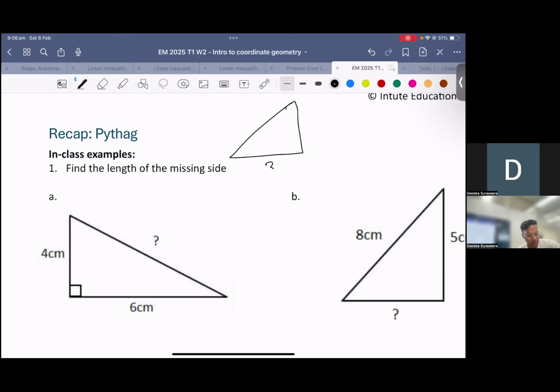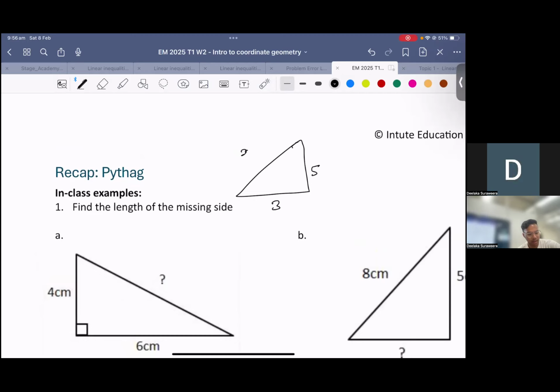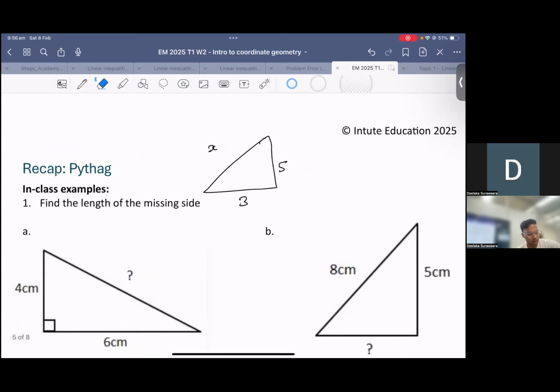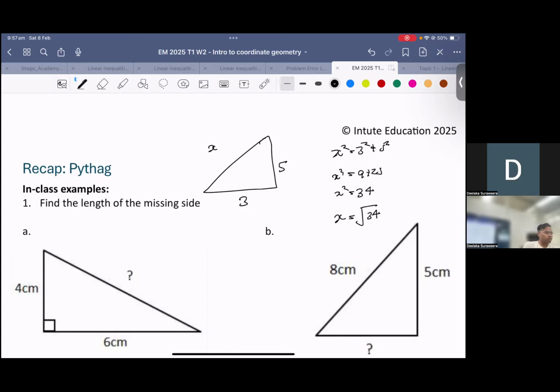It's a bit different. Let's say this is 3 and 5. You want to find the missing side, right? You say x squared is 3 squared plus 5 squared, then 9 plus 25. x squared is 34. Before, we had 25, and 25 is a perfect square, so you know x is 5. But with x squared is 34, is there a nice number that squares to 34? You don't, right? So in that case you leave it as a surd, as the square root of 34. And that is all you need to do.